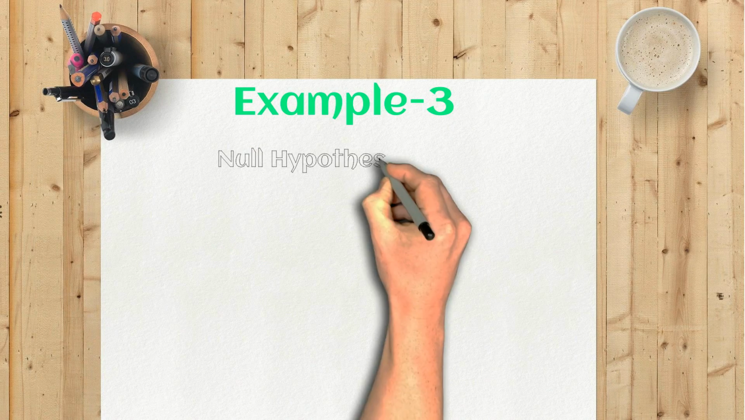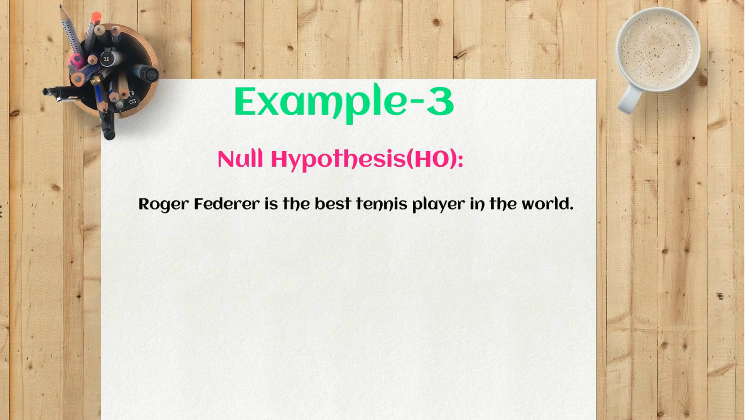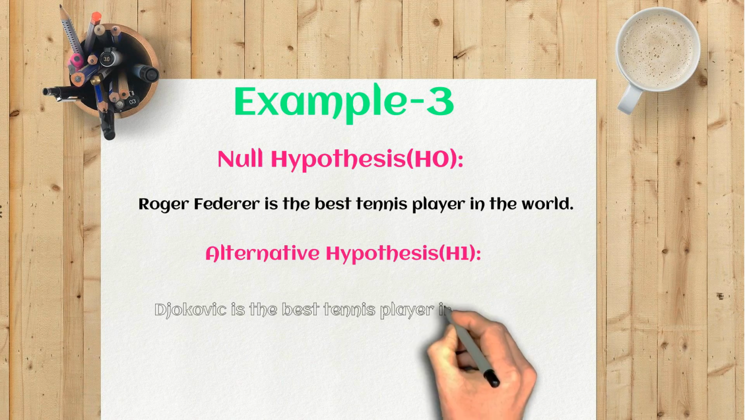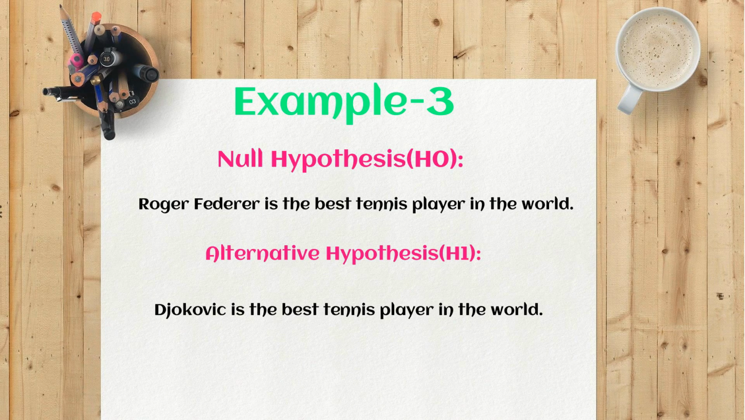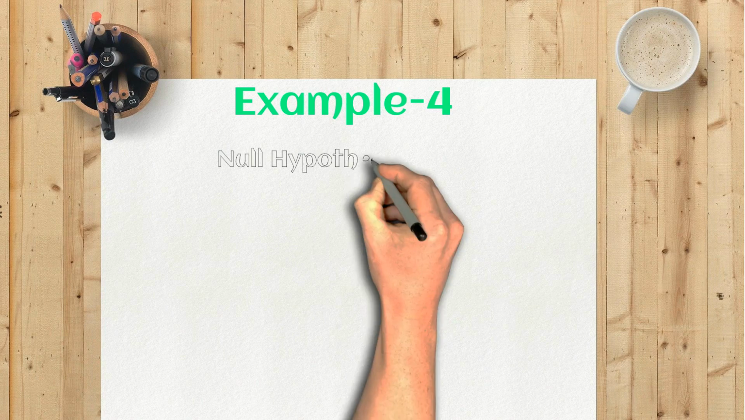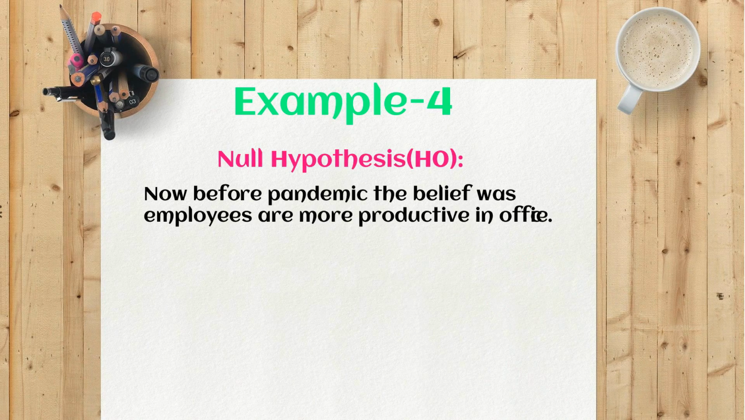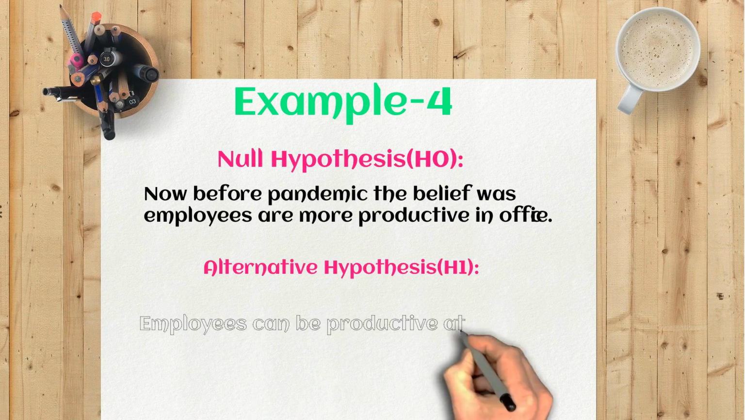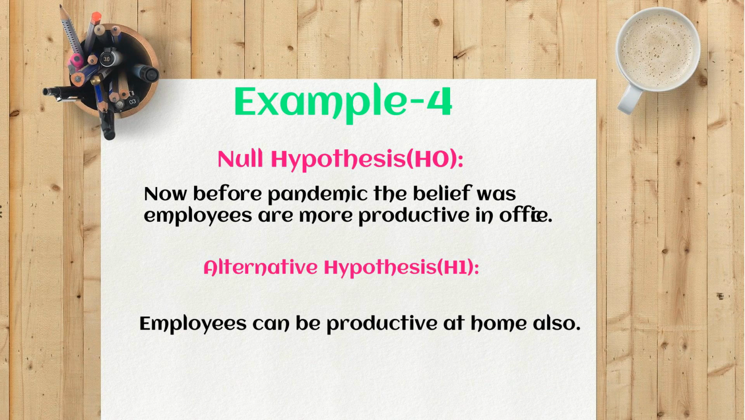Example 3. Null hypothesis, H0: Roger Federer is the best tennis player in the world. Alternative hypothesis, H1: Djokovic is the best tennis player in the world. Example 4. Null hypothesis, H0: Now before pandemic the belief was, employees are more productive in office. Alternative hypothesis, H1: Employees can be productive at home also.